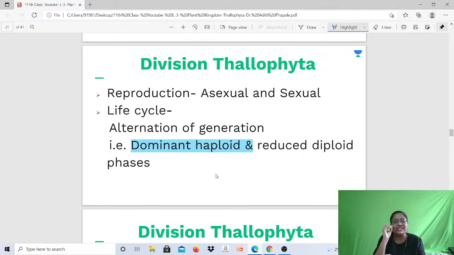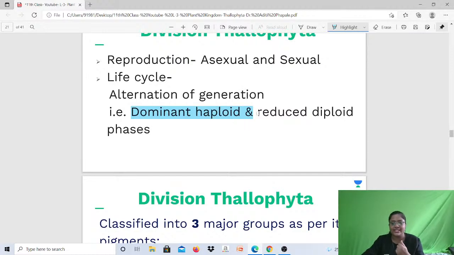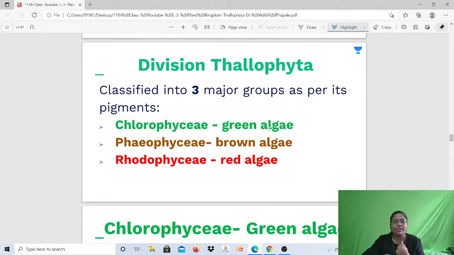Haploid means what? The cells in them contain only one set of chromosomes. That is termed as haploid. It is indicated by small letter N. ठीक है, so in them haploids are dominant. And diploid, that means the cells contain two sets of chromosomes, indicated by 2N, and they are reduced. I repeat, in thallophytes, haploid is the dominant phase, whereas diploid is the reduced phase. ठीक है? याद रखना, पूछते हैं exam में. चलो.